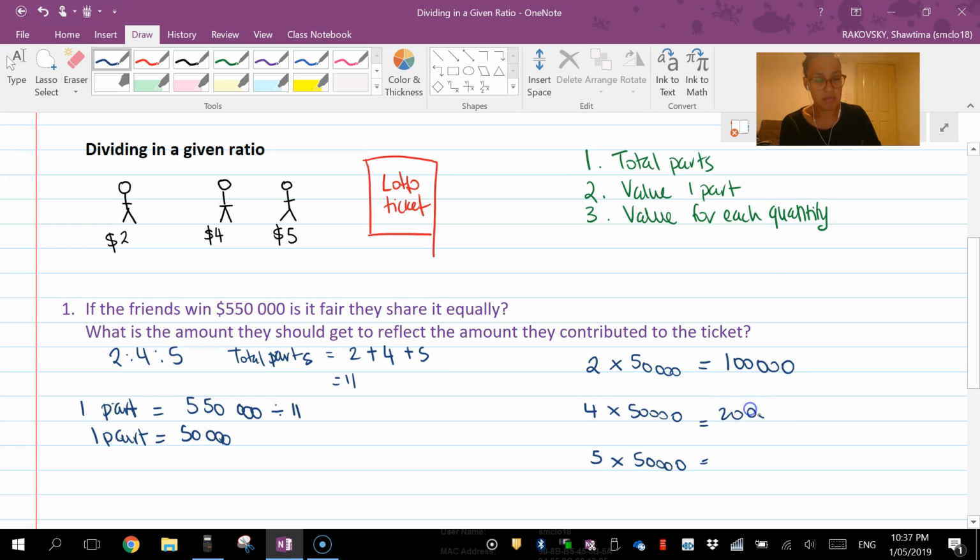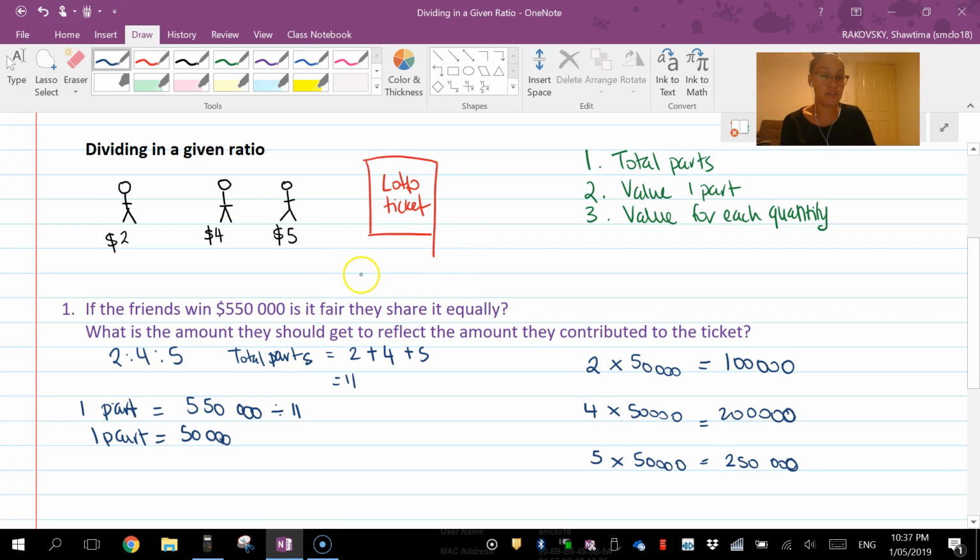This one here is doubled, so 2 times 50,000 is 100,000, and the 4 is double that, 200,000, and the 5 gives 250,000. That is the amount of money each person should get to reflect the original amount that they contributed.